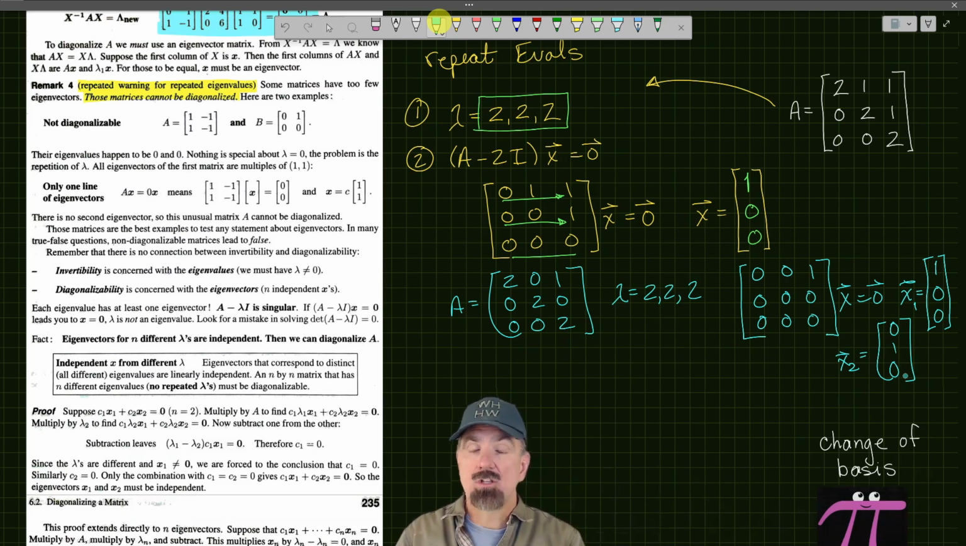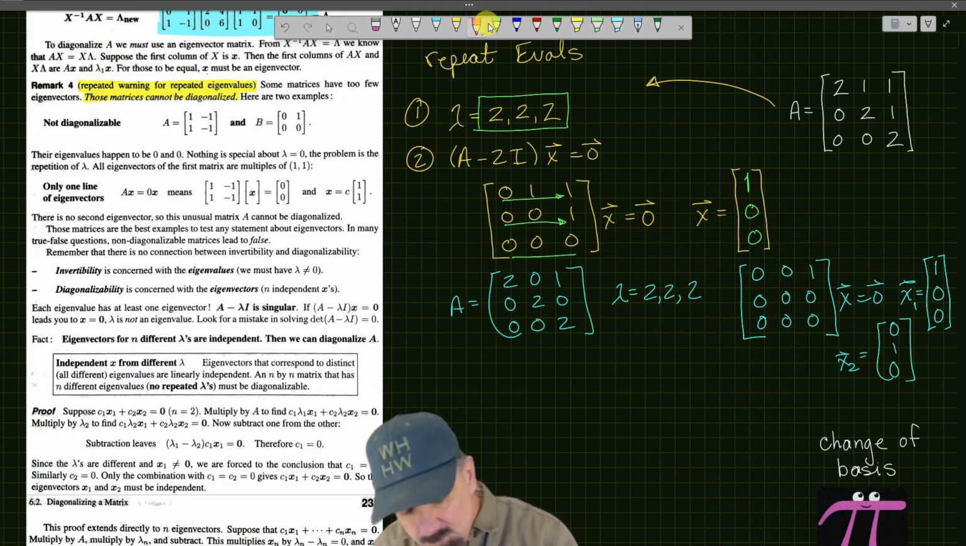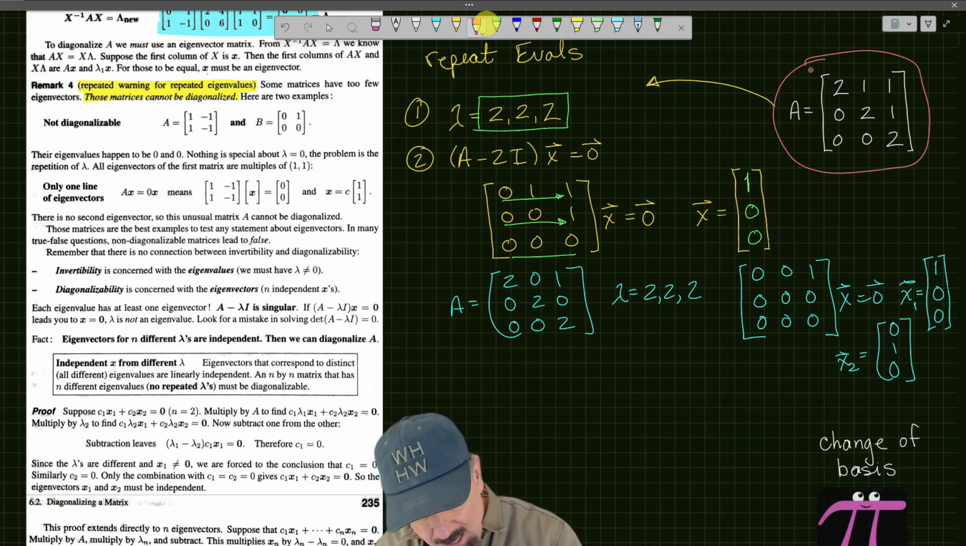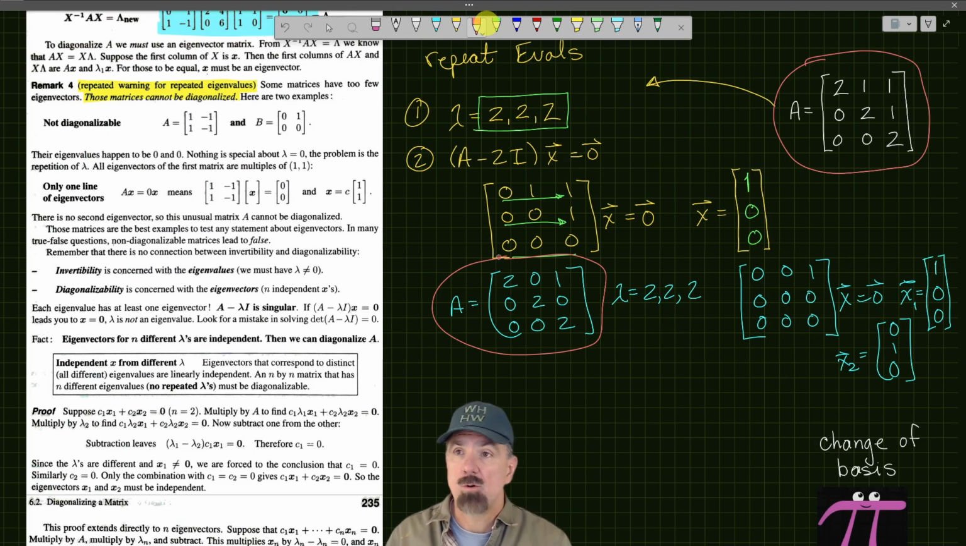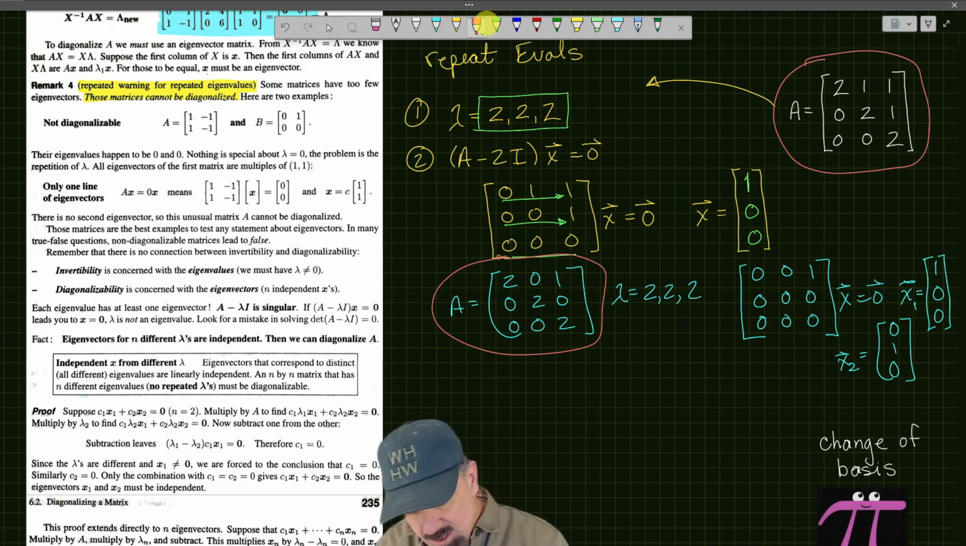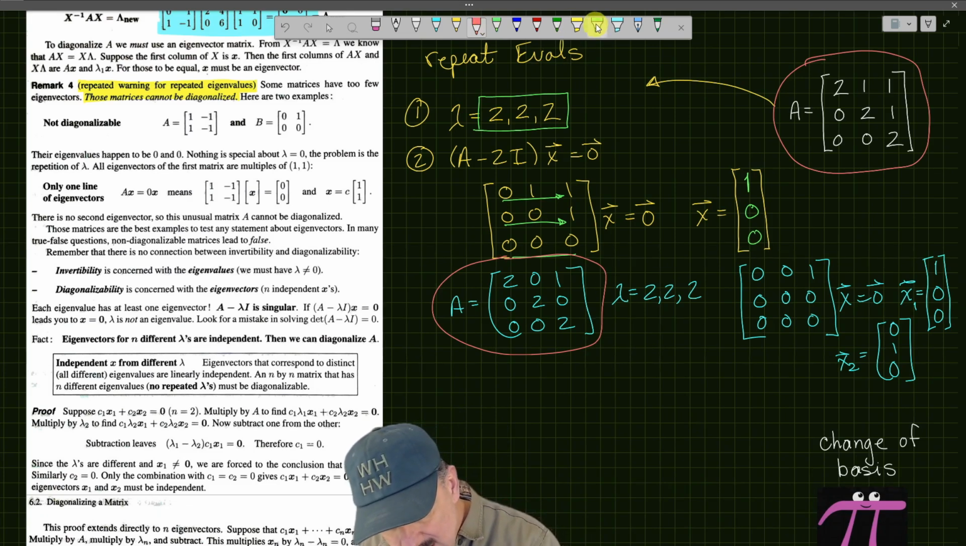This matrix is also not diagonalizable because I didn't find a third linearly independent eigenvector. So these are just a couple of examples. This matrix is non-diagonalizable, and this matrix is non-diagonalizable. Nothing we can do about that. He goes in and again repeats his remark from before, but he really doubles down on it.